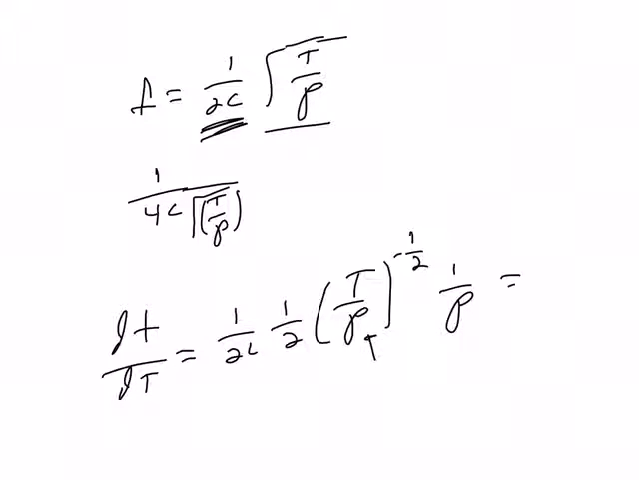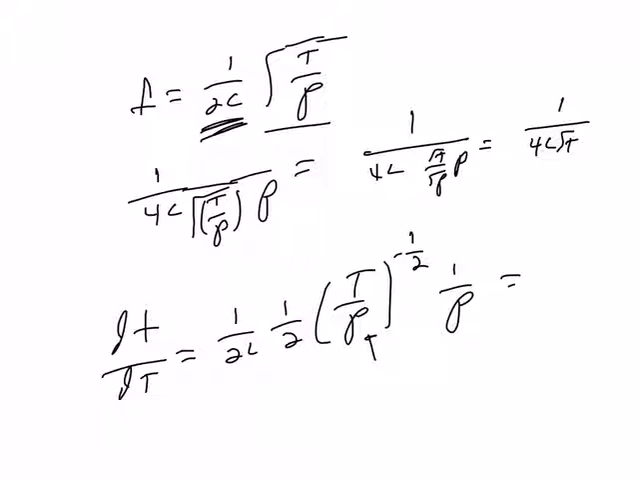times P. So this is equal to 1 over 4L square root of T over the square root of P times P, which is equal to 1 over 4L square root of T square root of P, which is equal to 1 over 4L square root of TP. So now the last question, let's rewrite, just erase this.